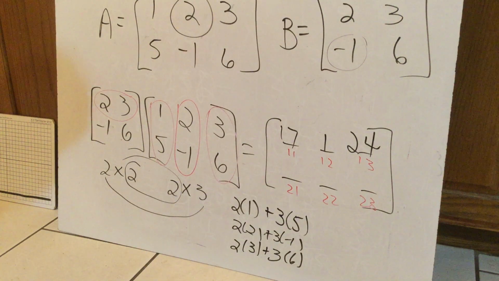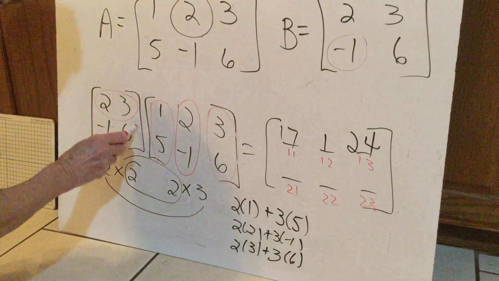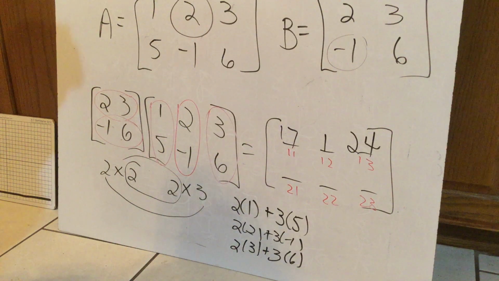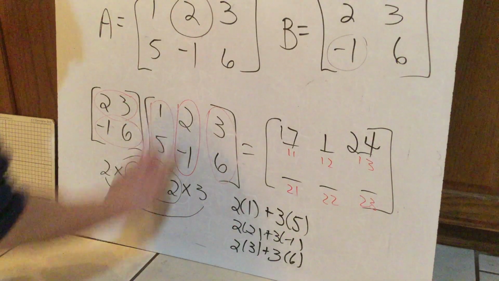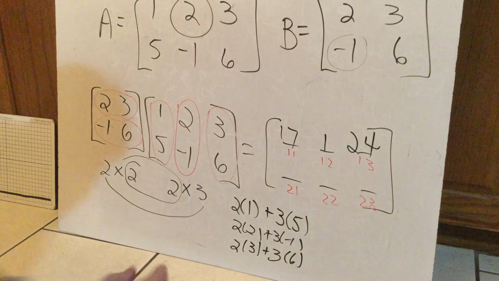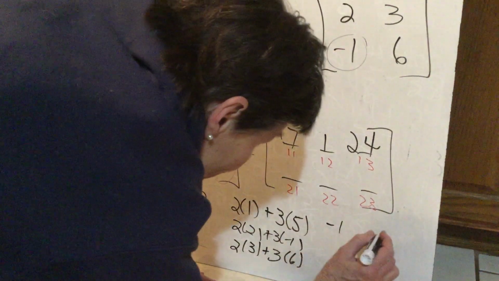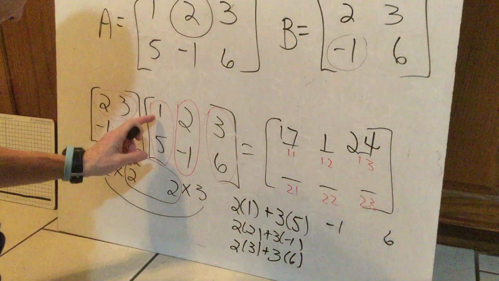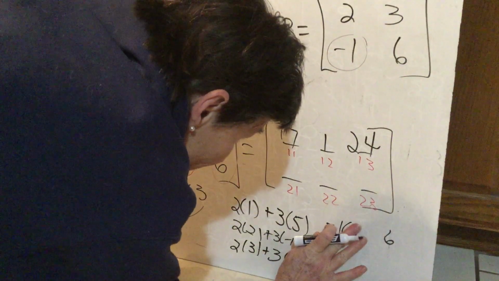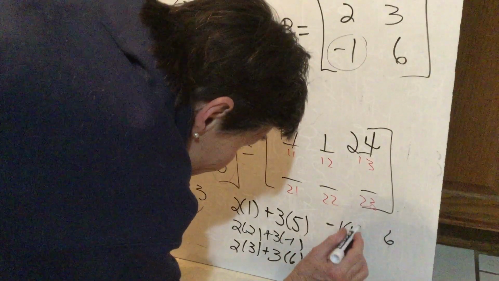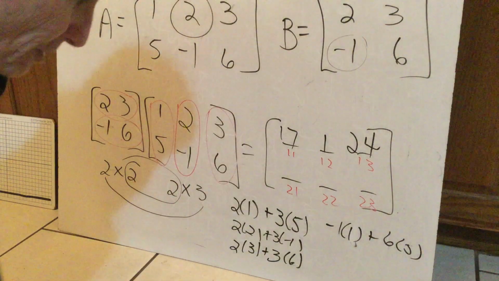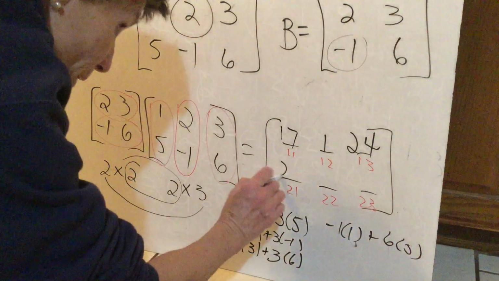Now row 1 is done. So now I'm going to move on here to row 2. So now I'm going to be using -1, 6. And I'm going to take it times this column, and then this column, and then this column. And that's how I'm going to fill in those blanks. I'll start by multiplying it by 1, 5, and I'm going to add those together. So I have negative 1 plus 30, that's 29.